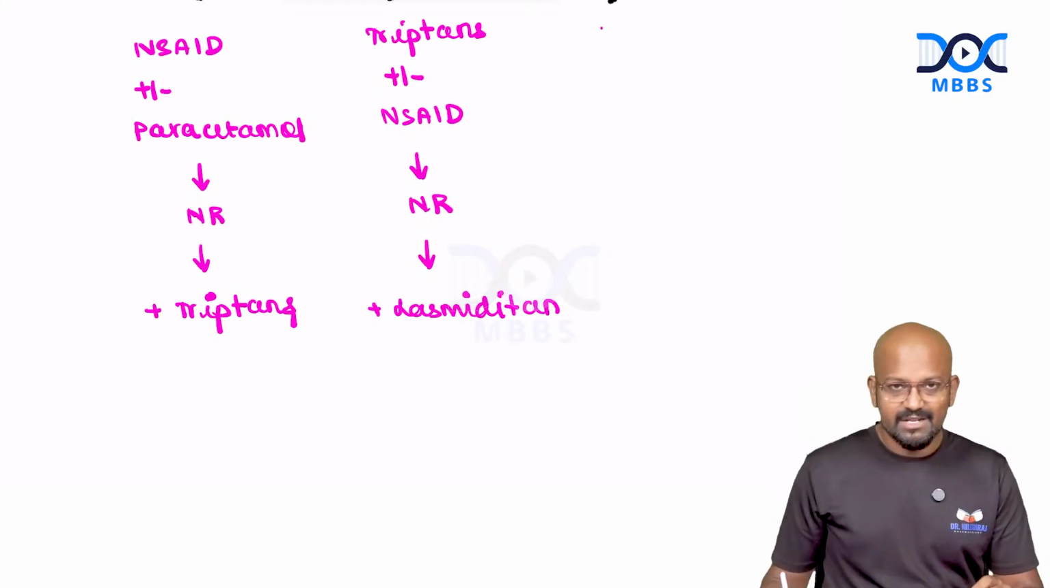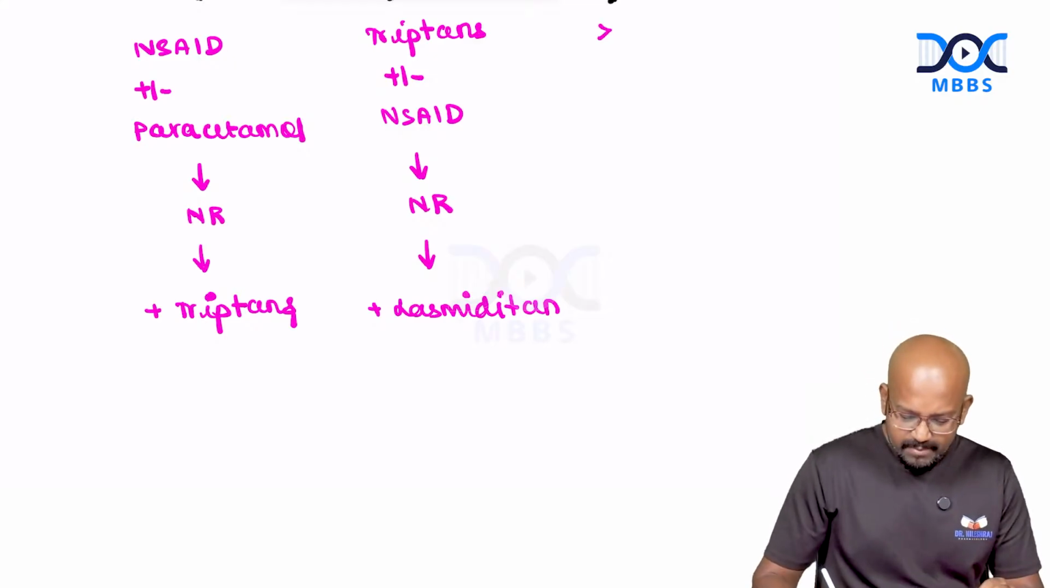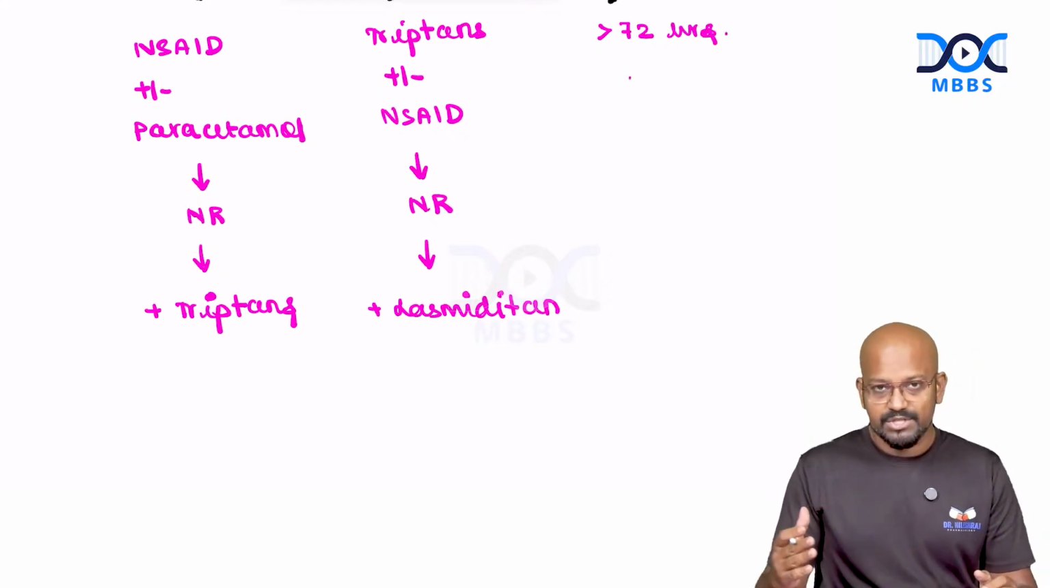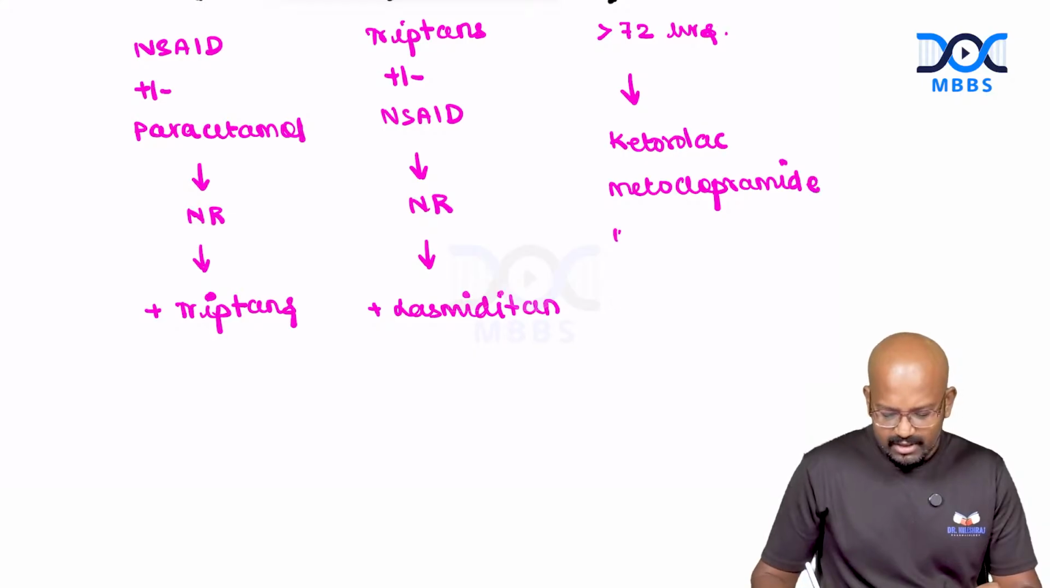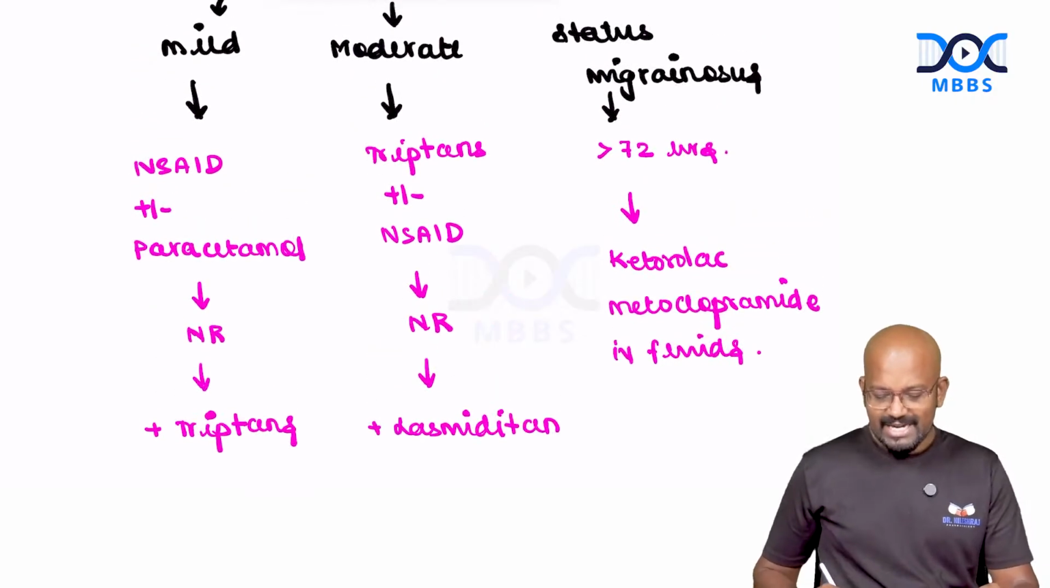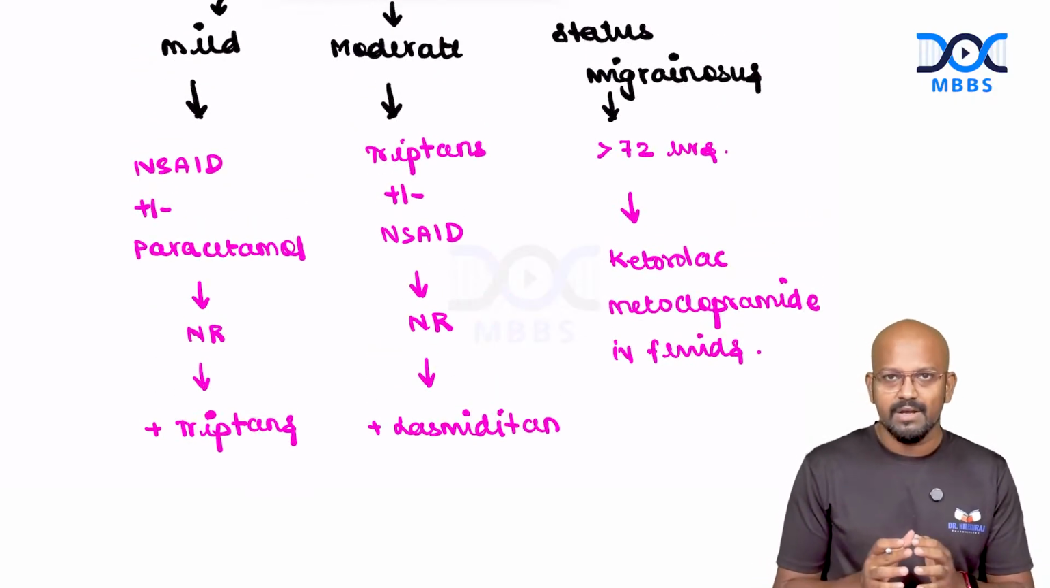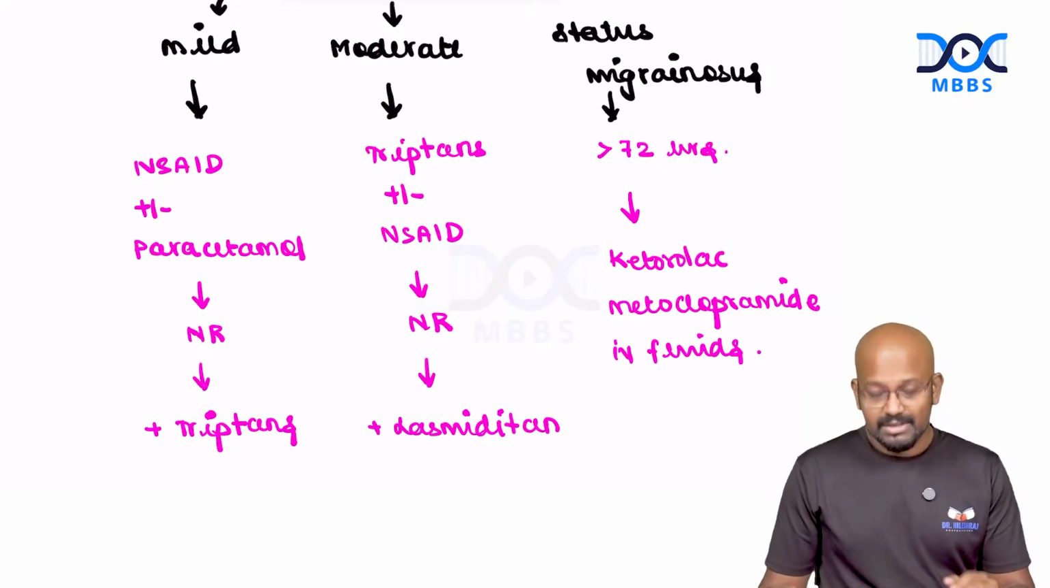On the other hand, what about status migrainosus or severe migraine? If the pain is lasting continuously for more than 72 hours, it is not getting weaned off. In those conditions, we have to administer ketorolac, metoclopramide, because mostly patients might land up in severe vomiting, and you might need to add IV fluids. All these are purely for the treatment of status migrainosus or severe migraine, which is usually not responding to NSAIDs or even paracetamol. This is the flowchart, my dears.